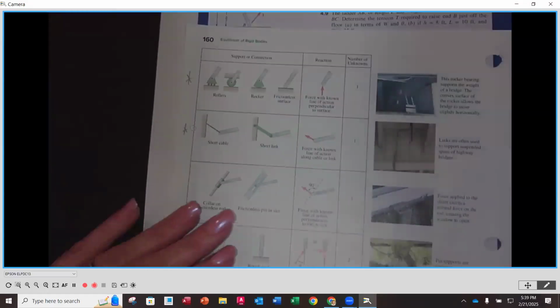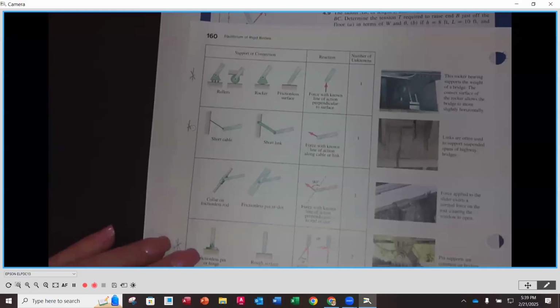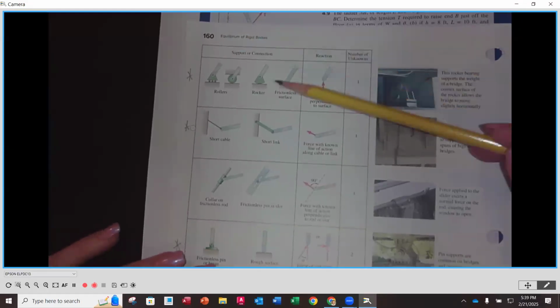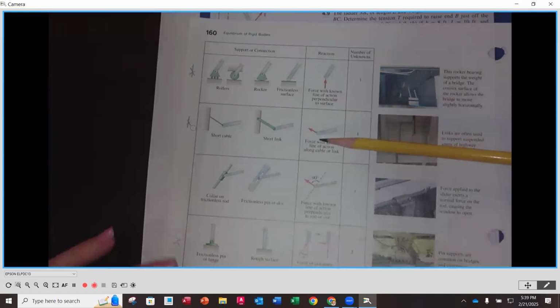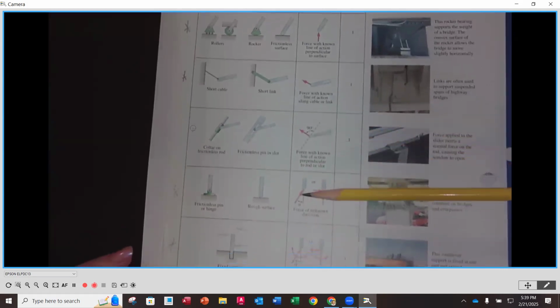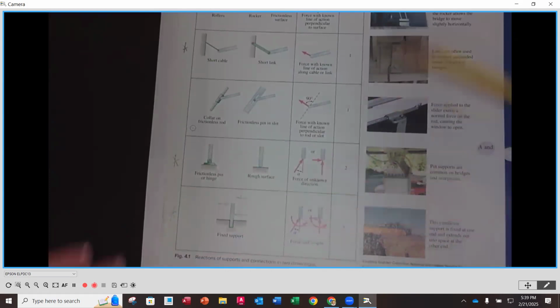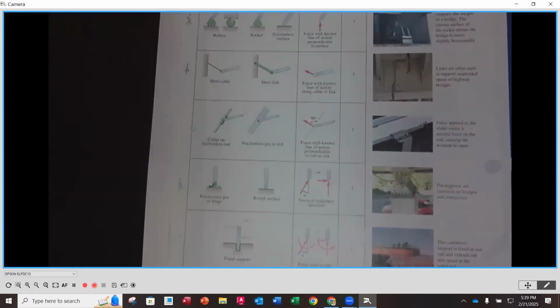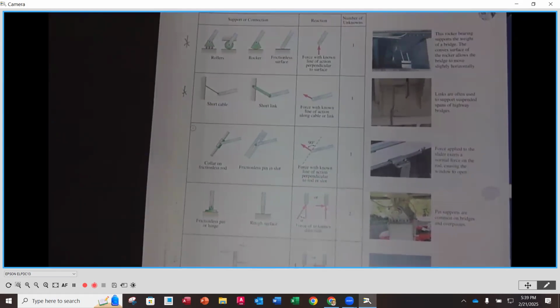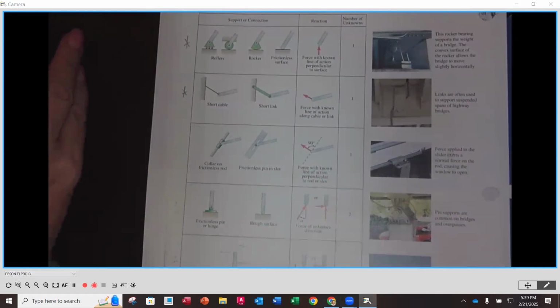Page 160, when we look at the different types of popular supports that we are going to see, we had rollers, rockers, frictionless surfaces, cables and links, pins, rough surface, and then also a fixed support. Do any of these seem like they would fit with what A looks like? Any ideas? And I'll open up the chat box in case anybody wants to put it in there. Or you can verbally just say it.